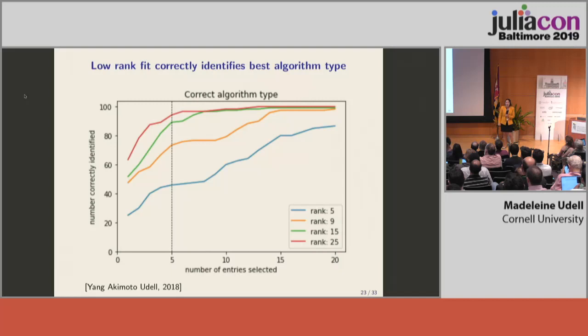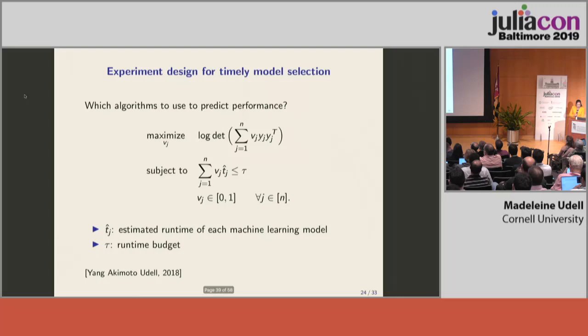So there's one other critical ingredient here, which is which machine learning models should I actually measure? Which ones are going to be the most informative, and which ones will run fast enough that I can actually use that information quickly enough?